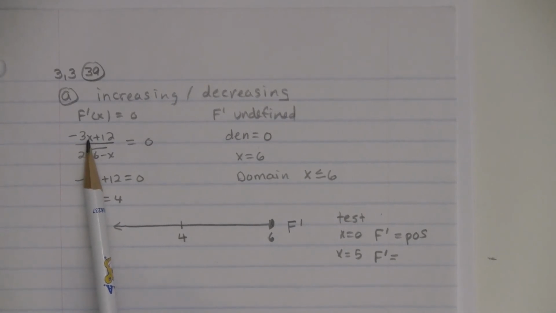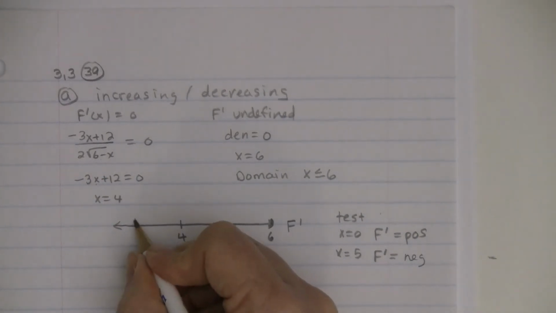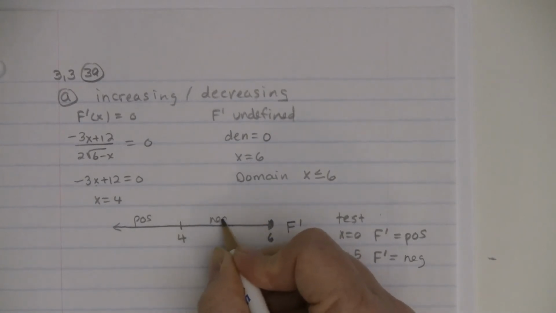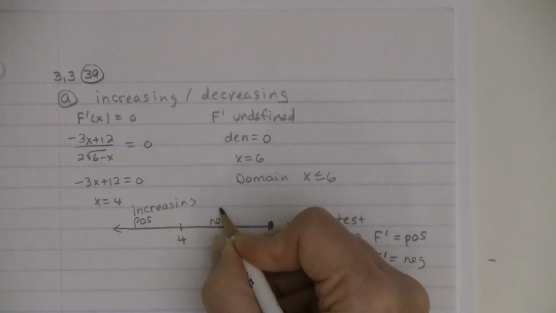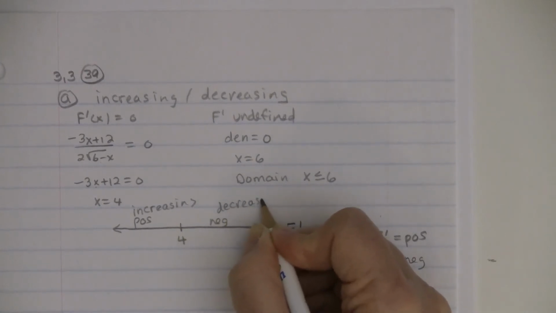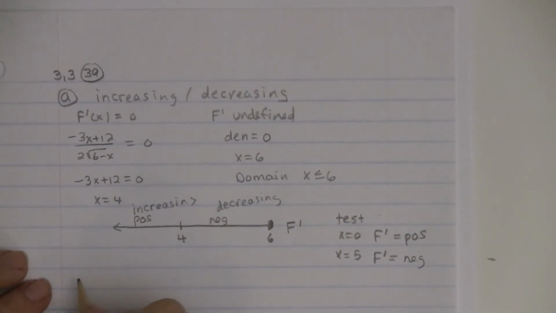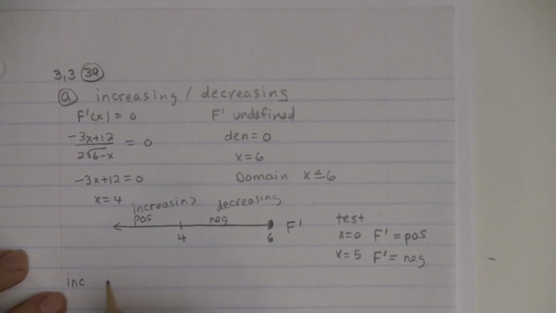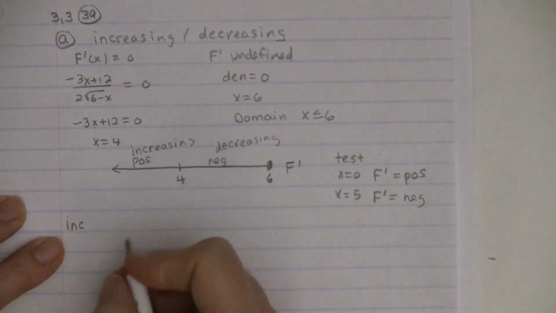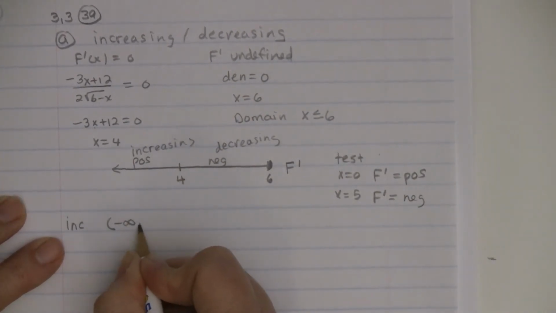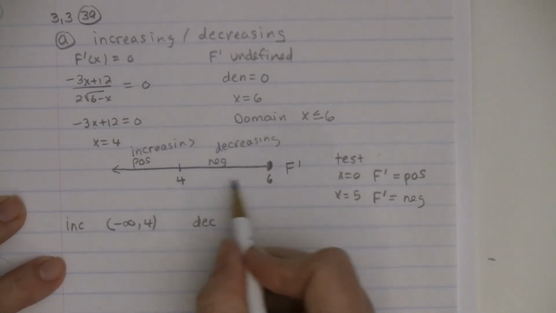Okay, so this is negative in the numerator, and the denominator is always positive, so this is negative. So we know that over here was positive, and here was negative. So this means this is where it's increasing, and this is where it's decreasing. So they were asking us on part A, and so we know increasing, I'm going to just put INC for increasing because I'm getting sick of writing the whole thing, is from negative infinity to 4, and decreasing from 4 to 6.